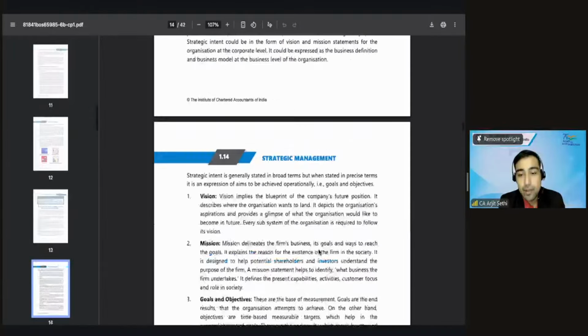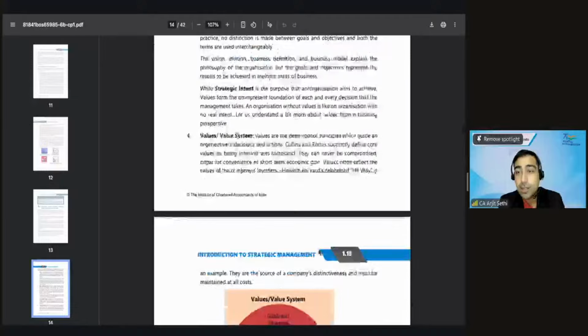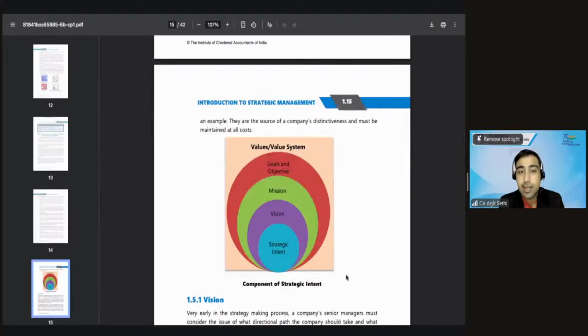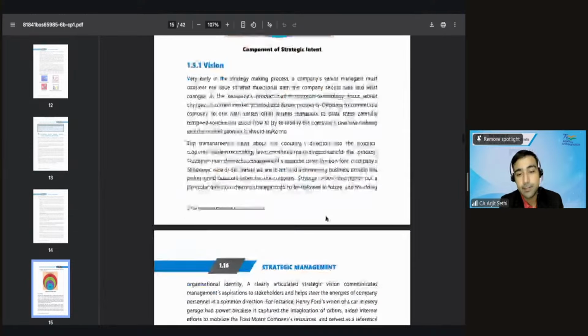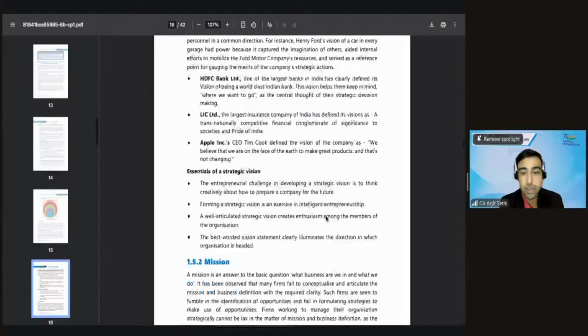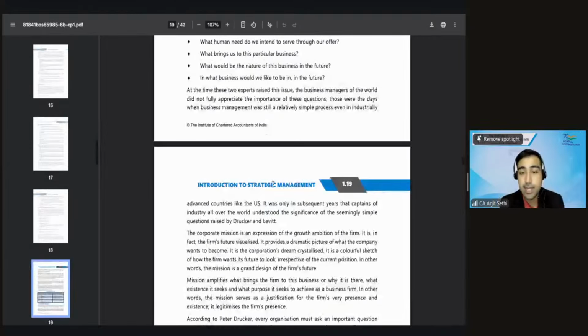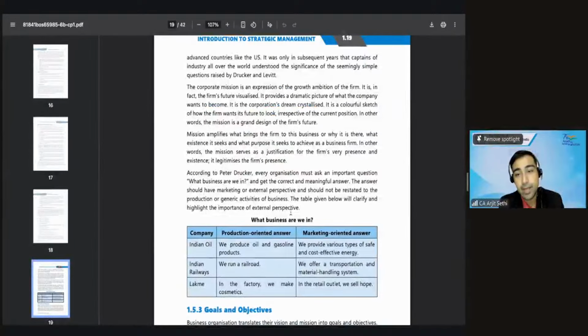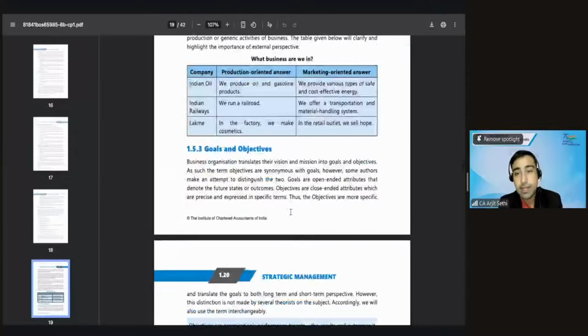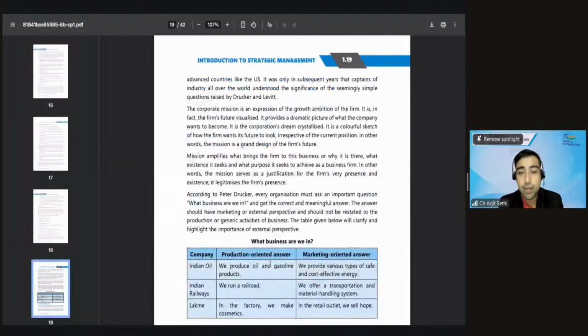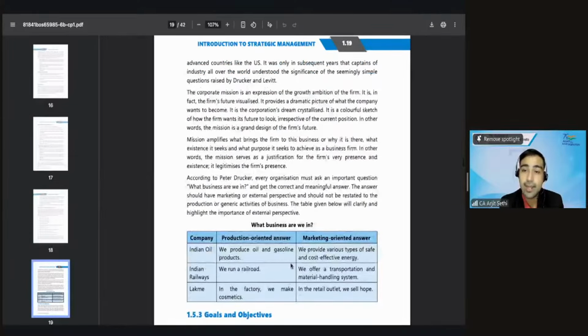Okay, values, mission, vision, the classic diagram of components of strategic intent on your screen, right? We talked about vision, we talked about mission. You can study about the companies and their vision and mission statements here. Wonderful. Okay, the market oriented answers you get when you talk about what business you are in. Again, great table to study.